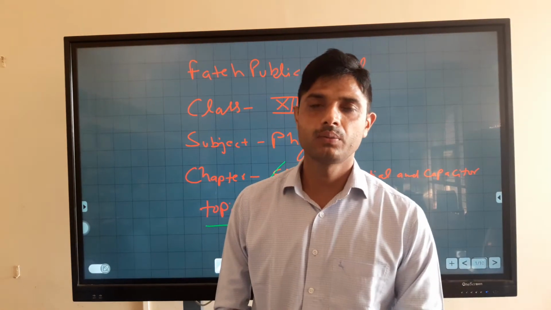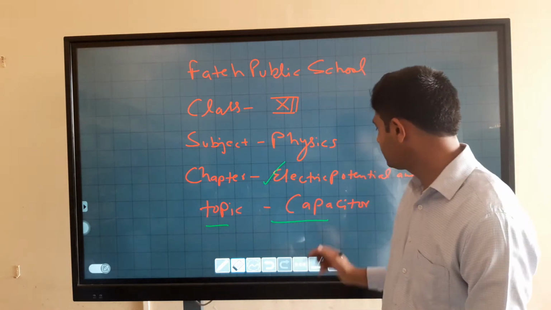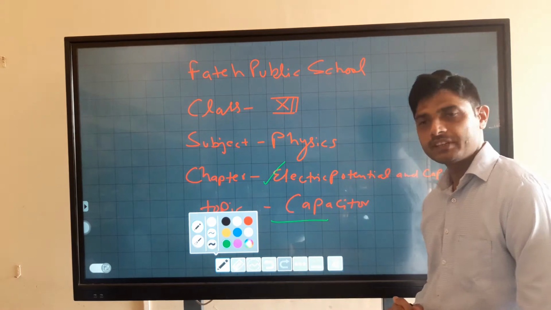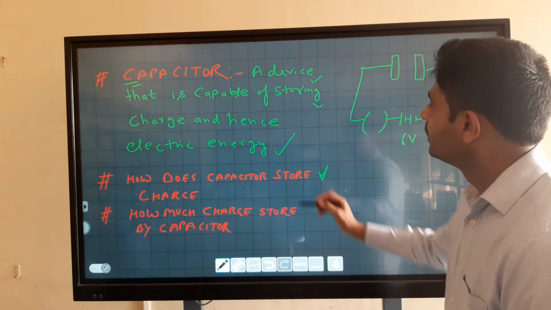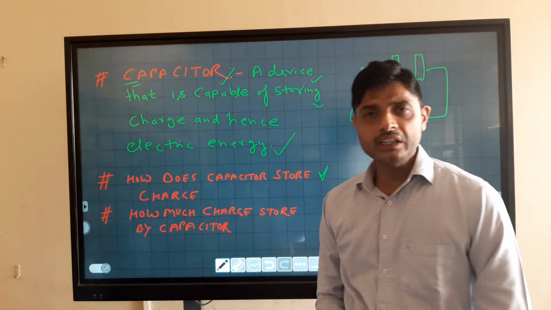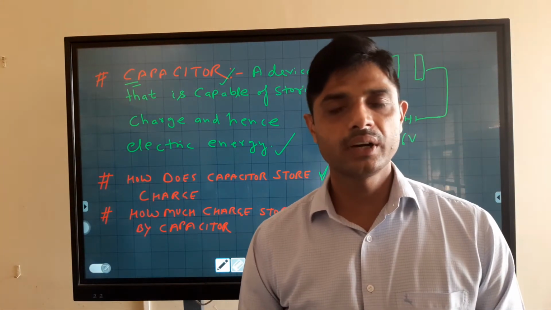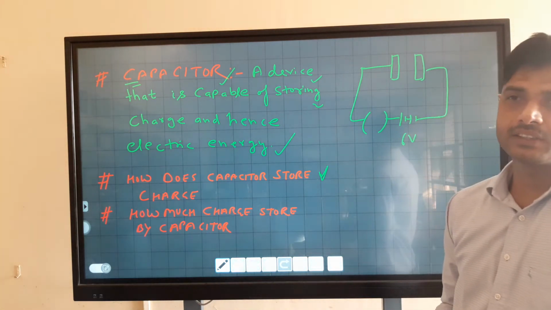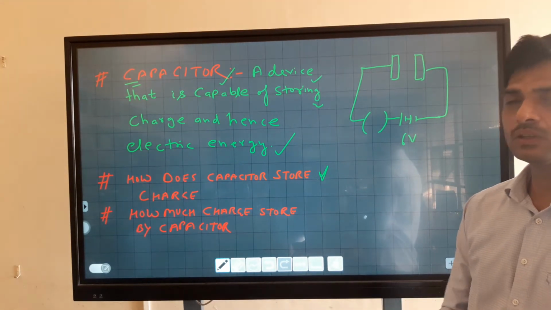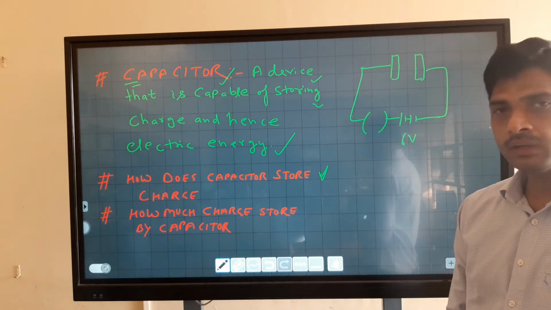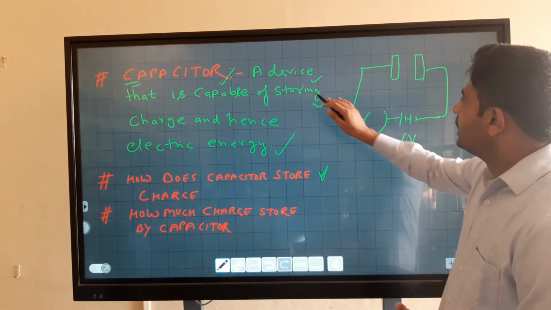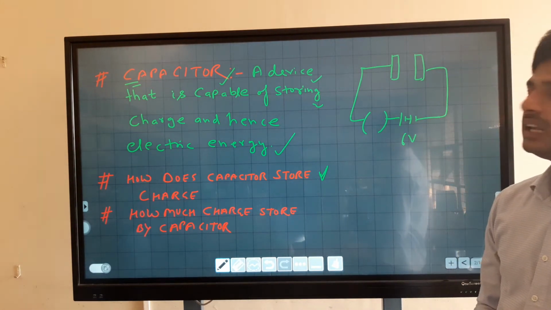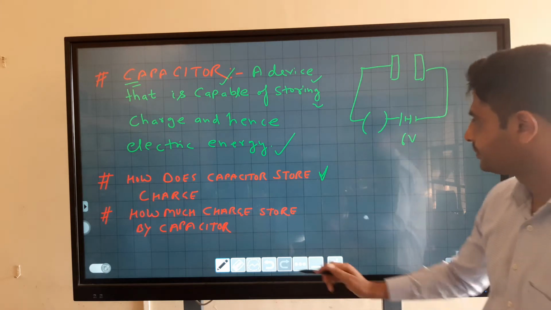Today I am going to take a lecture of 12th class, and today's topic is capacitor. The chapter is electric potential and capacitance. A capacitor is a device. By using this device we can store charge and hence electric energy, and we can use this charge to complete our purpose. A device that is capable of storing charge and hence electric energy.